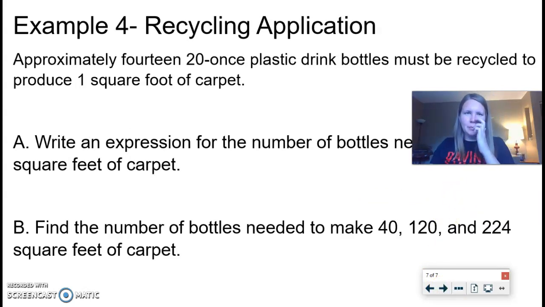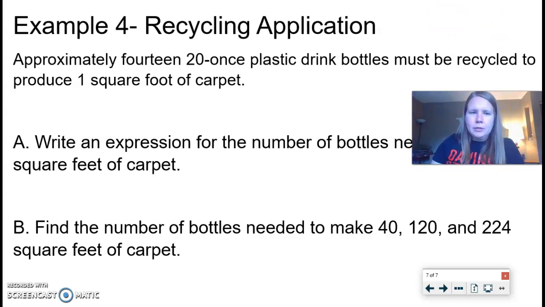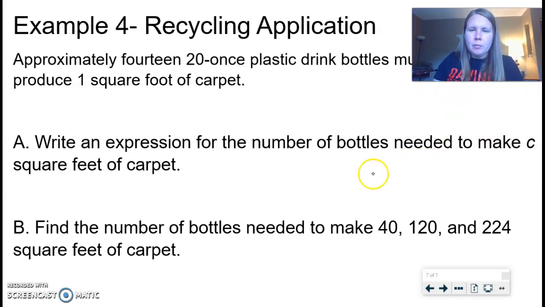All right, and one more example here. Our last ones are always going to be more of a realistic example, and sometimes we'll take a look at things from different subjects or different types of material and give you some real life example. So example 4 is a recycling application. It says approximately 14 20-ounce plastic drink bottles must be recycled to produce 1 square foot of carpet. So if you're into recyclable material, you can take these plastic bottles and end up turning it into a little carpet square.